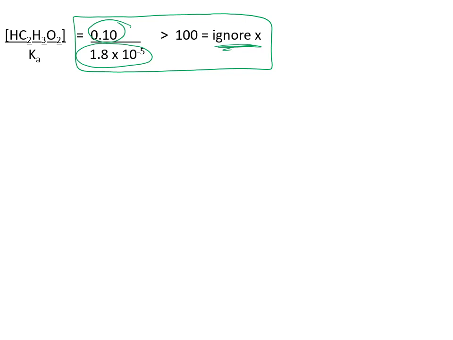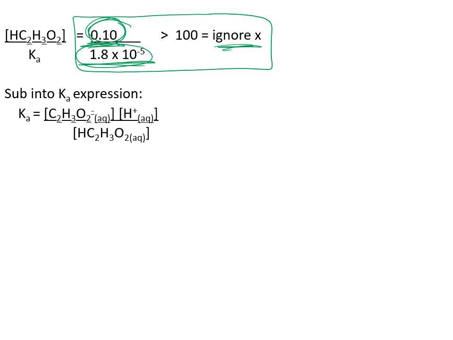And then what I'm trying to find out is, okay, if I ignore the x value relative to this particular concentration that I'm starting with, would that be okay? Is it going to be significantly different? And so I'm checking the concentration divided by the K value and seeing if that works out to be over 100. It does, and so therefore I can ignore x.